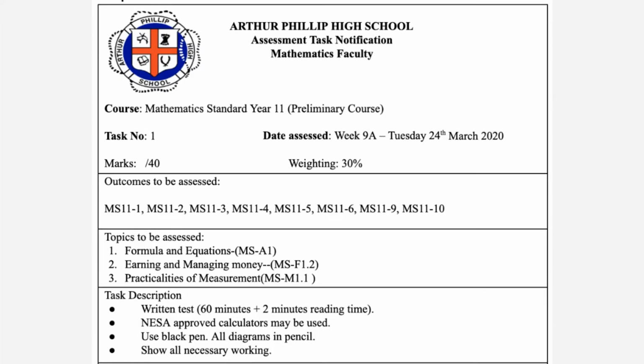It was a 60-minute test that most students managed to sit. It was as per the NESA approved methods, using their approved calculators. It was based on formulae and equations, as well as earning and managing money and the practicalities of measurement. It was worth 30% of the Year 11 mark, and it was done on Tuesday, the 24th of March.